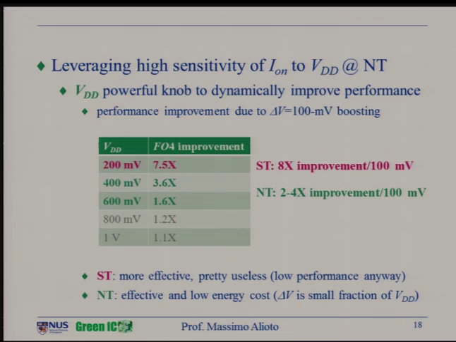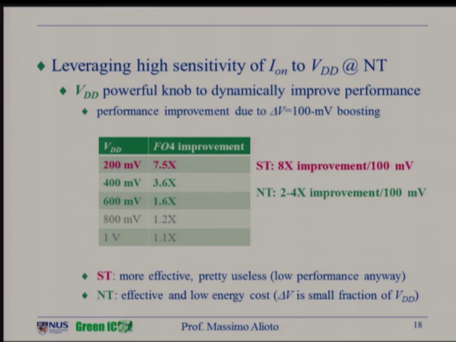So we have also some good news, which is, for example, VDD can actually be used as a very powerful knob to dynamically improve performance when needed. For example, let's assume that we boost the supply voltage by 100 millivolts. So we are temporarily raising the supply voltage by 100 millivolts. If we do that in subthreshold, for typical technologies, we get something like 7, 8x better performance every 100 millivolts of boosting. In near threshold, we will get something less, but still significant, from 2 to 4x.